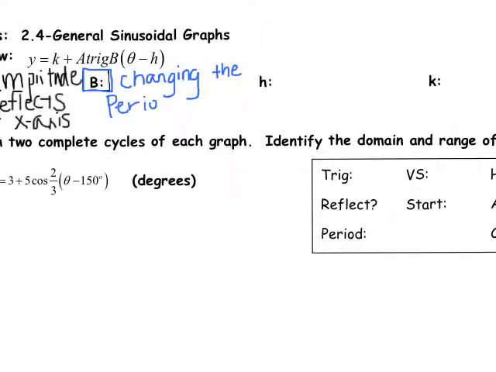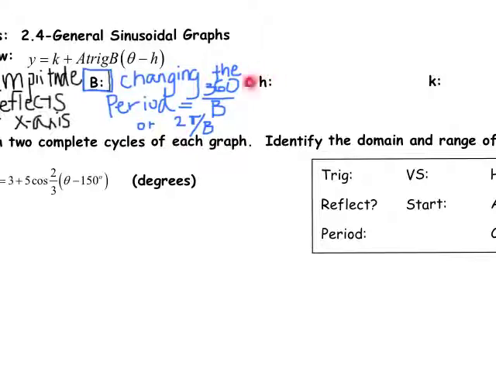So typically we say that the period in degrees is 360, and so B is going to change it. If you divide it by that B, then you would get what the new period is equal to. Or if it's in radians, 2 pi over B.